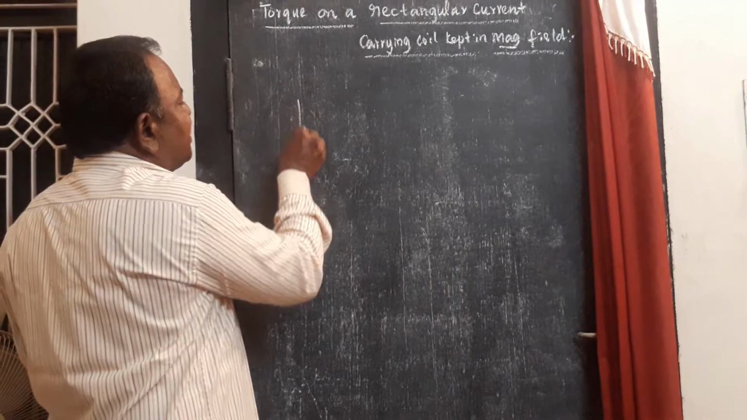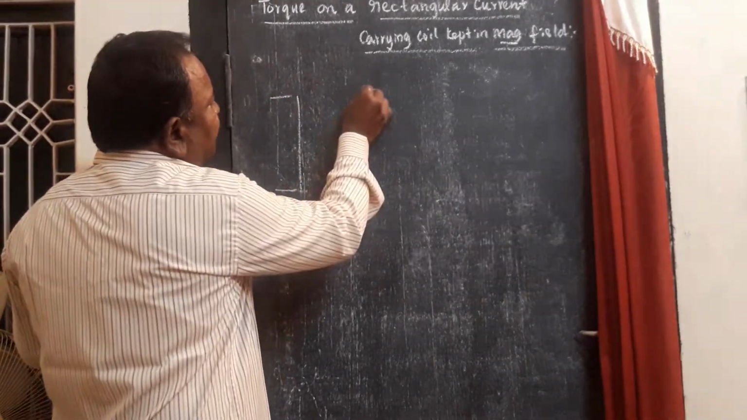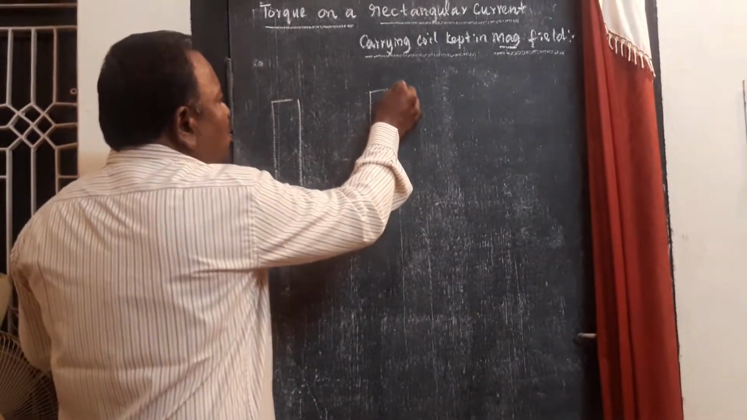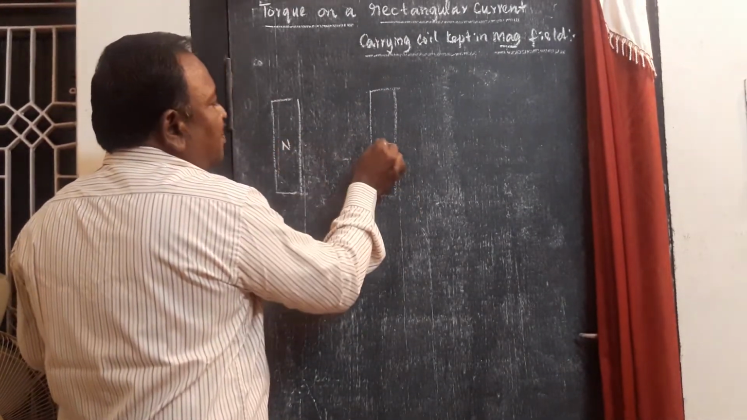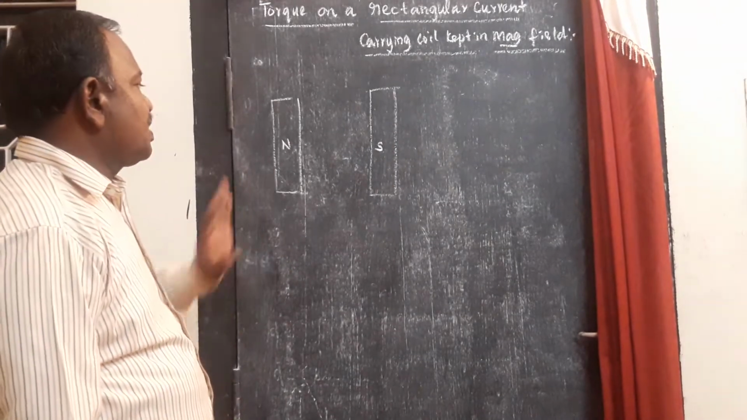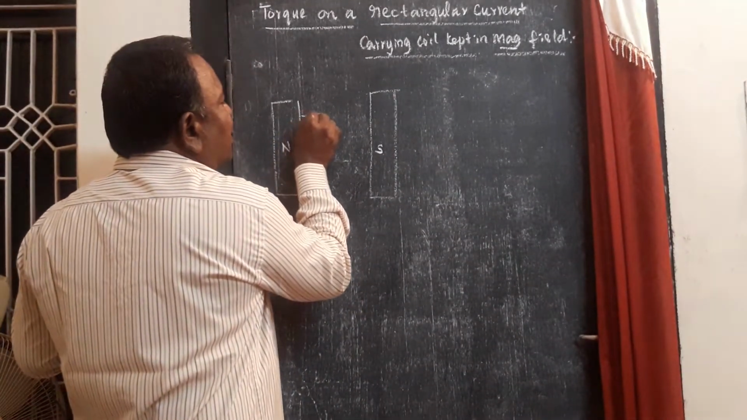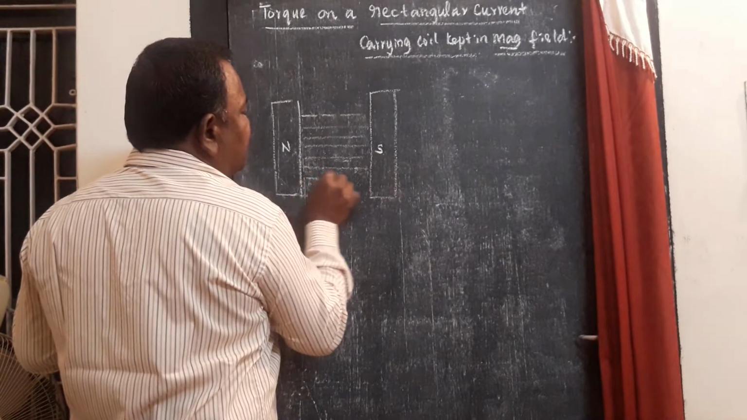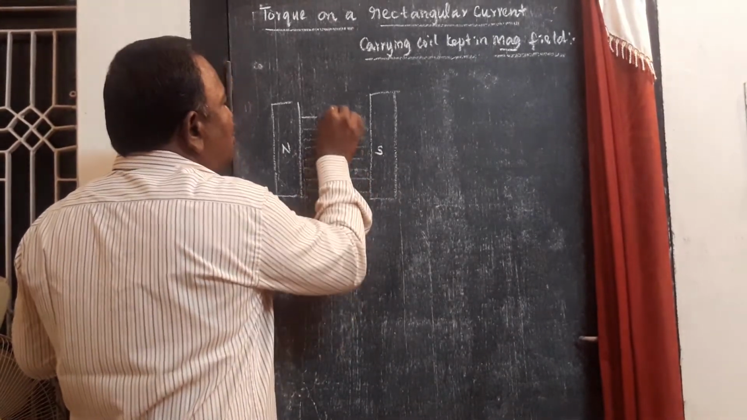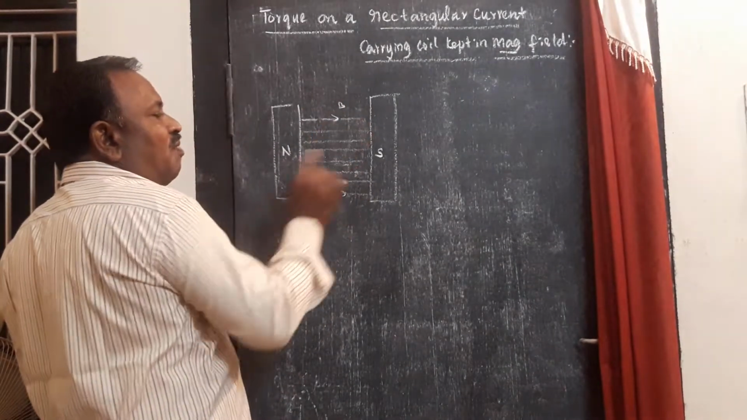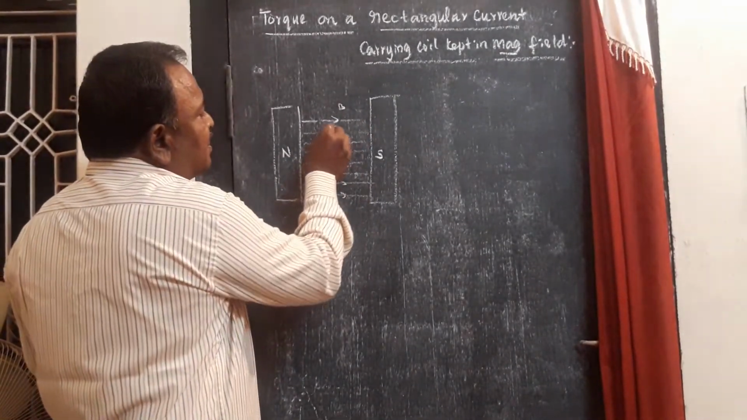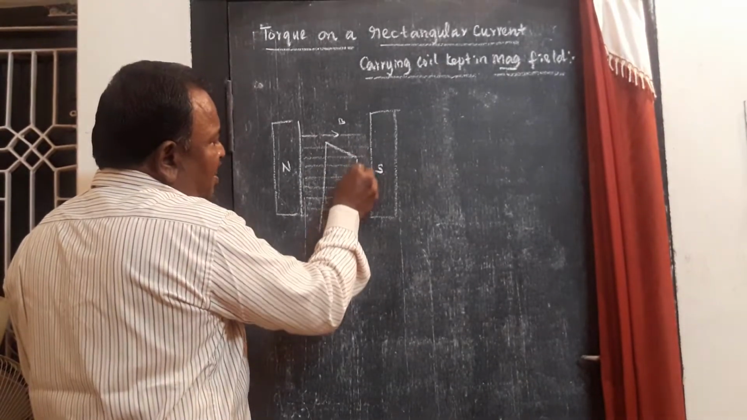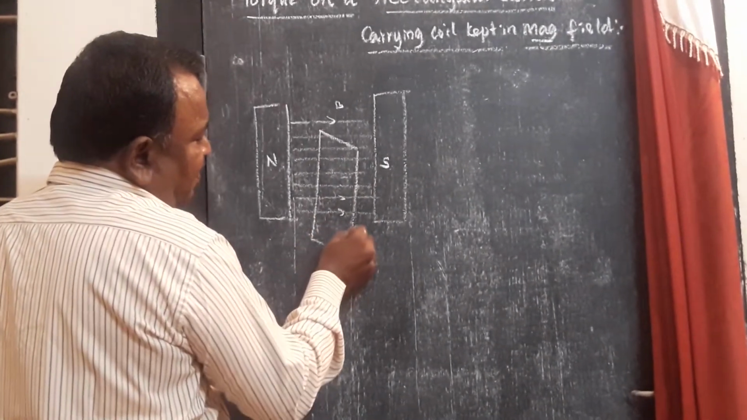So we are going to consider a rectangular coil. That rectangular coil is kept between the pole pieces of a magnet, which will produce a uniform magnetic field. So magnetic field lines will flow from north pole to south pole, so they produce uniform magnetic field. In this magnetic field, we are having a rectangular coil.